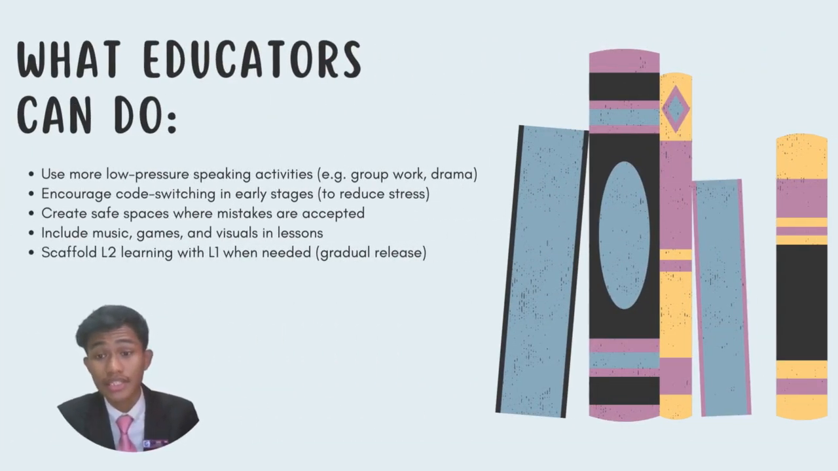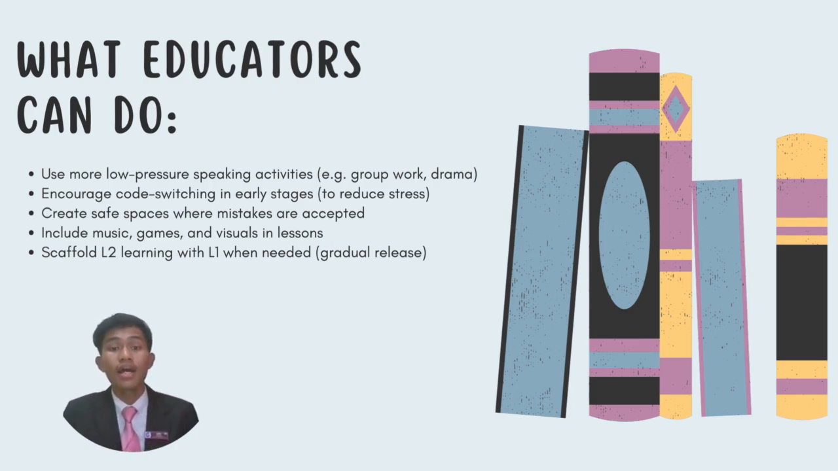What educators can do. As future teachers, we have an important role to play. We cannot control what happens at our home or on the internet, but we can control what happens in our classroom. Firstly, we must create a safe, supportive space. This means allowing children to make mistakes, laugh about them, and learn from them. If students are too afraid to speak, they will never progress.